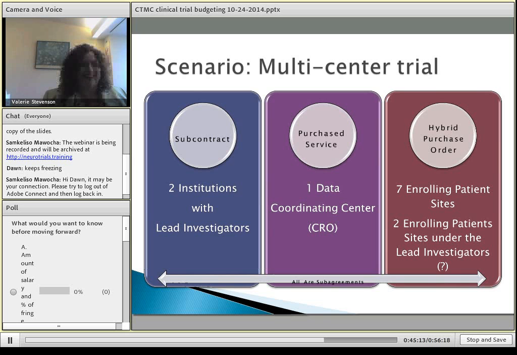And then we have the enrolling sites and enrolling patients under lead investigators. So depending again how you want to set up your agreements, you could have 9 agreements, or you could have 7 agreements, and 2 of those agreements may have different wording or work scopes added in. Again, sometimes just working with separate agreements is just a little bit cleaner.